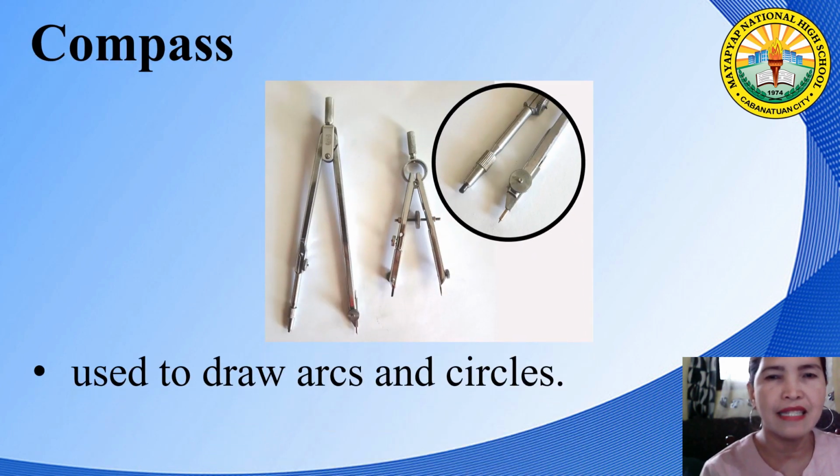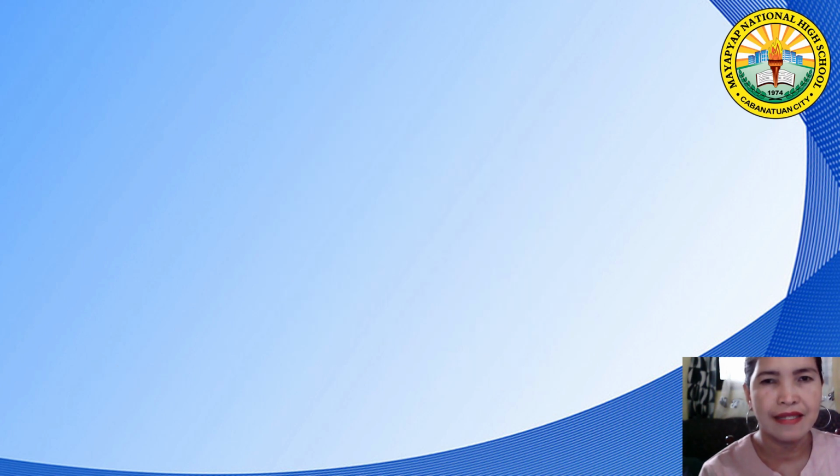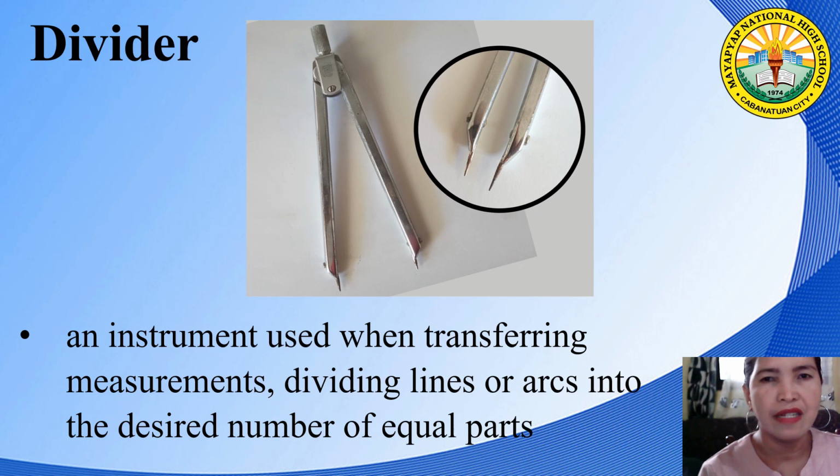The next is the compass. It is used to draw arcs and circles. It is used in a similar way to a divider. It is composed of one leg with a pen and the needle point leg being held together with a handle. Divider. It is an instrument used when transferring measurements, dividing lines or arcs into the desired number of equal parts.